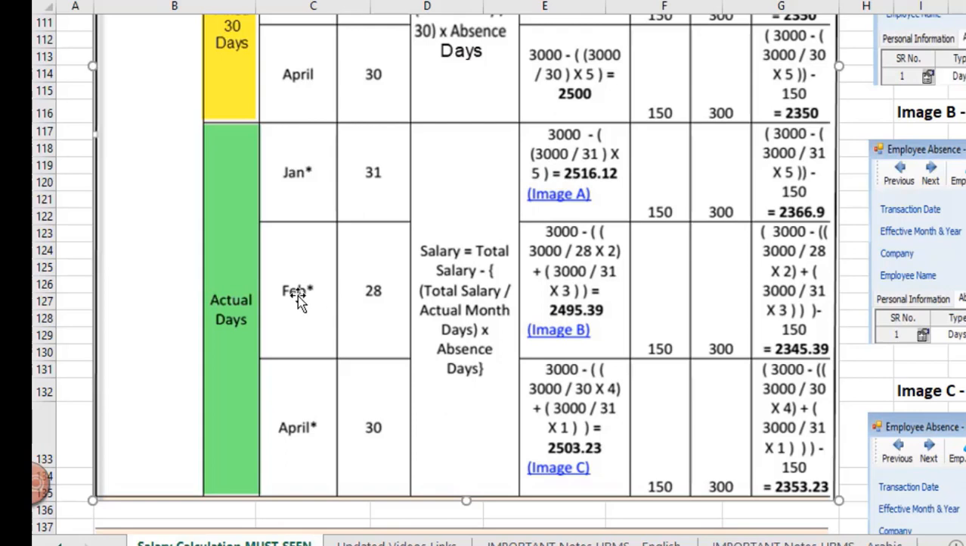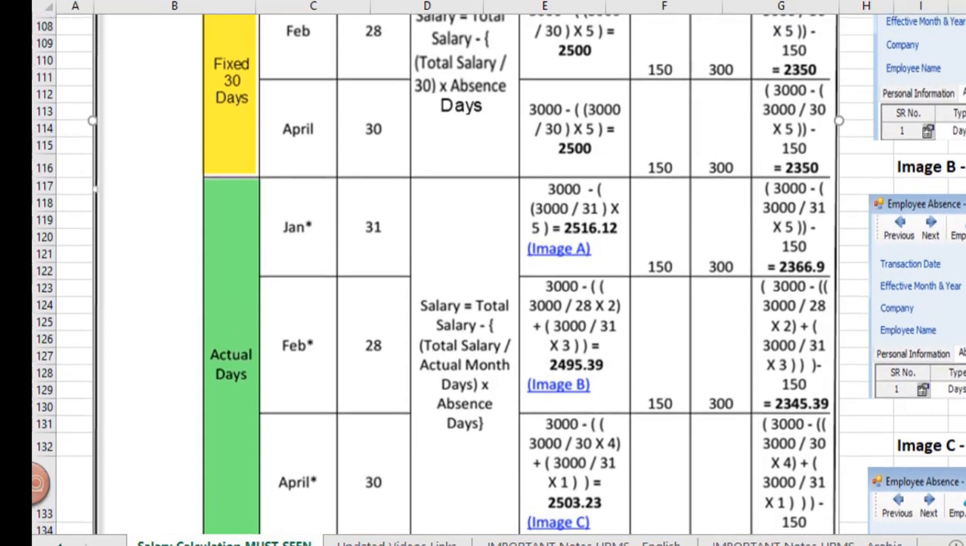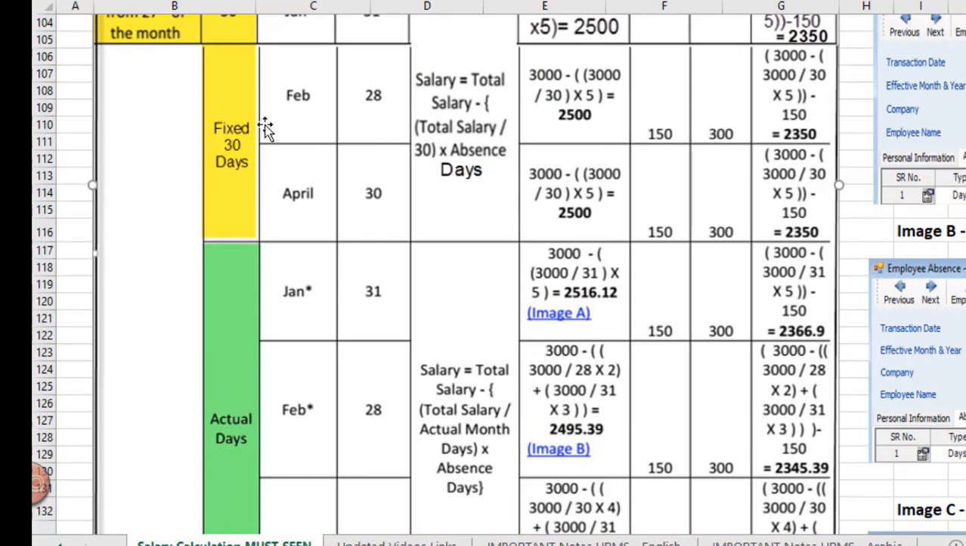There wasn't much difference. We will see this in the image in a few minutes. But for February, notice here that 3,000 minus, between parentheses, 3,000 divided by 28 from here, and then multiplied by 2. Now, why is it multiplied by 2? Basically, what we're saying here is that since the absence started from 27th, and we're talking about 28 right here, so there are 2 days, 27 and 28, plus, again, why are we repeating this calculation here as a second part?